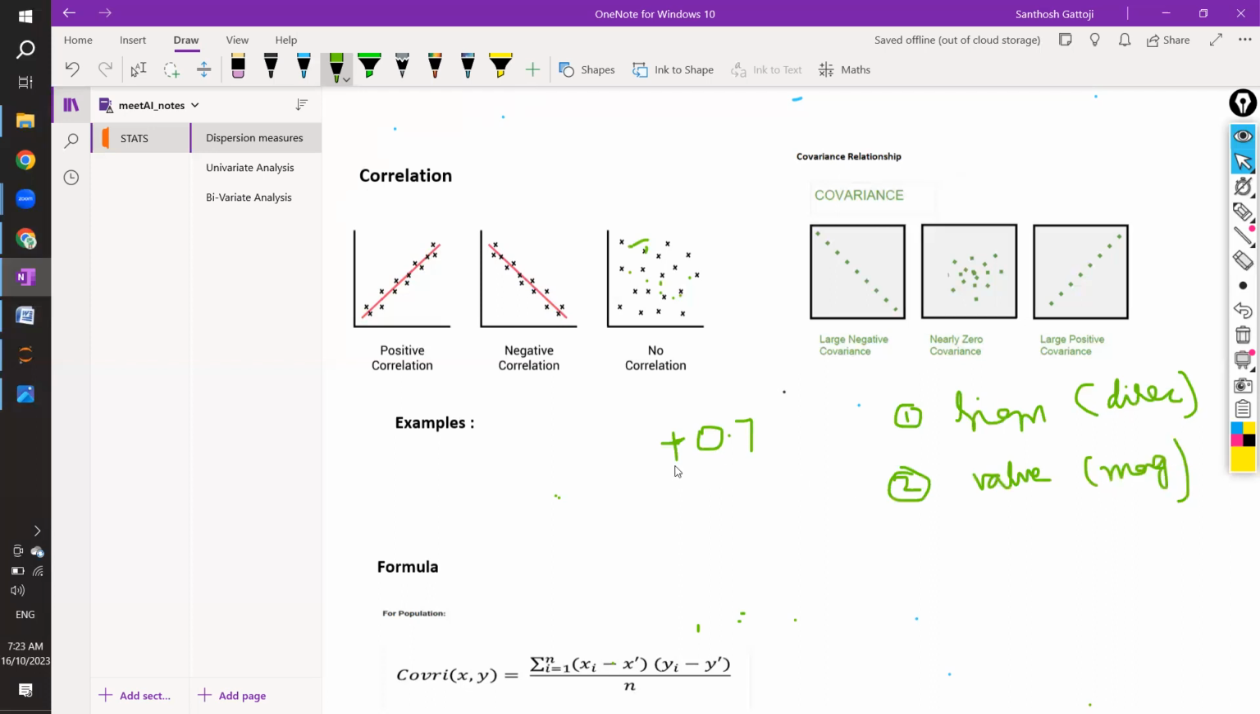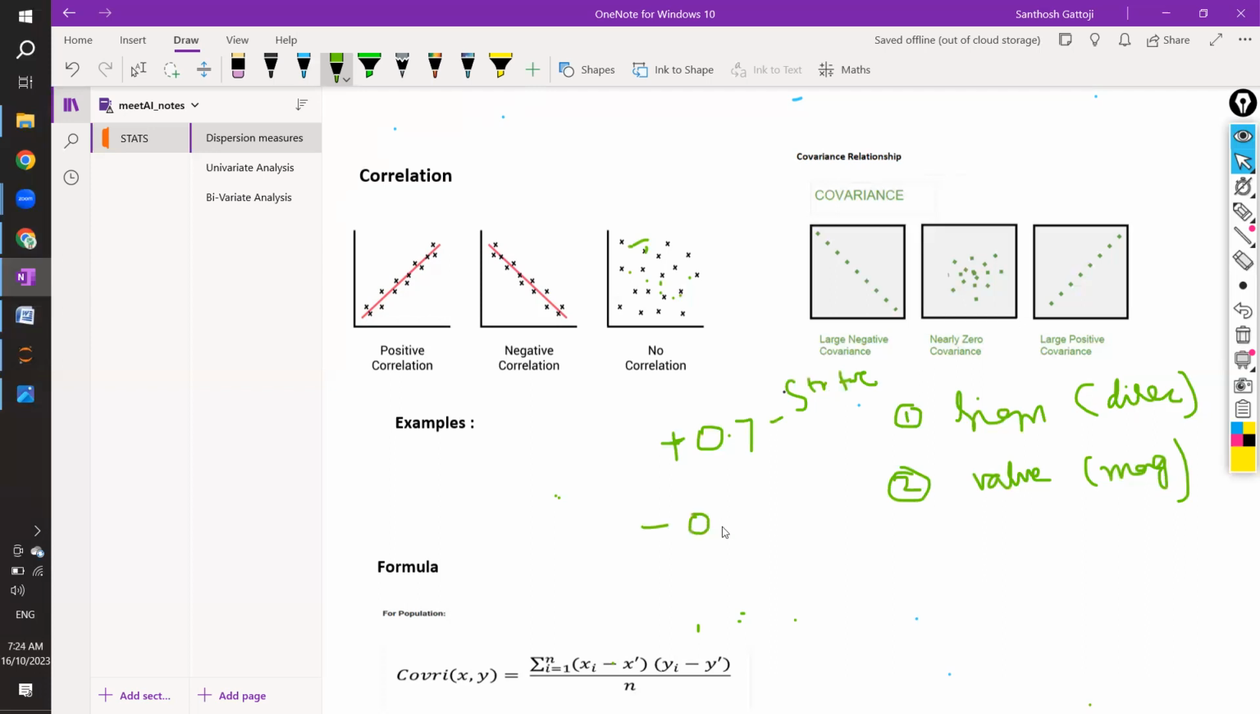So the moment you see a plus, that means there is some positive correlation. We don't know if it's good or bad, fine. So if you see only plus, that means some positive correlation exists. How much is that? 0.7. So the sign gives you the direction, that means positive. The value gives you the magnitude, that means 0.7, very close to 1. That means this will be very strongly positively correlated, fine.